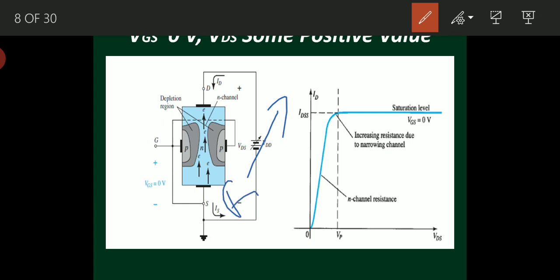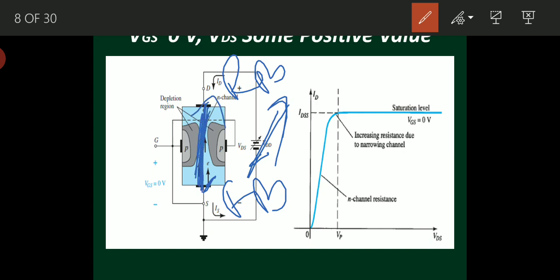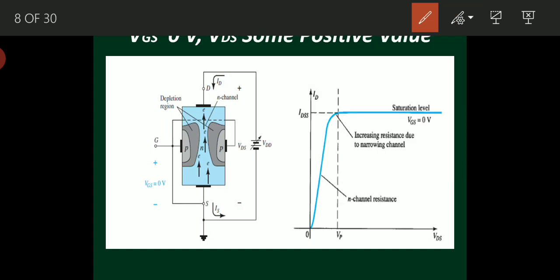The source terminal will get more forward bias and the drain terminal will get more reverse bias. As electrons are the majority charge carriers here, these electrons will get repelled much more by the negative terminal of the battery. Why? Because I am increasing this VDS or VDD. So what will happen? More charge carriers will move from source to drain.